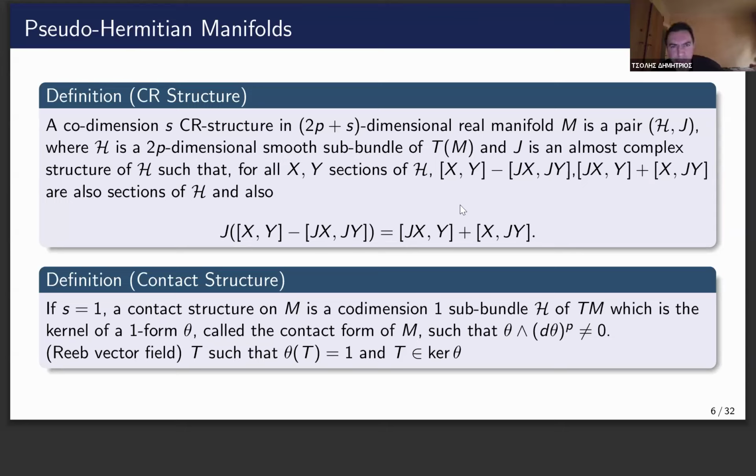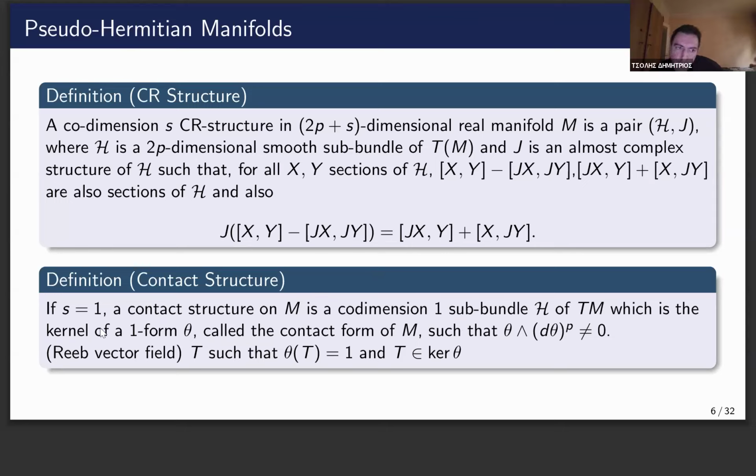And we require some integrability conditions, like this vector we want to belong to this 2p dimensional smooth sub-bundle. We call it H. And we also want this condition to be satisfied, and those are just the Lie brackets. If we take S equal to 1, we can define a contact structure on this. The contact structure is essentially a codimension one sub-bundle.